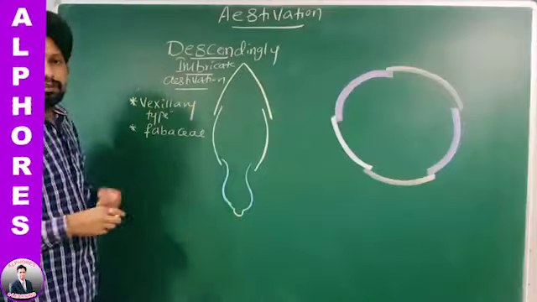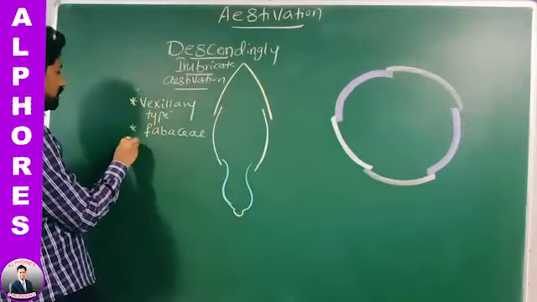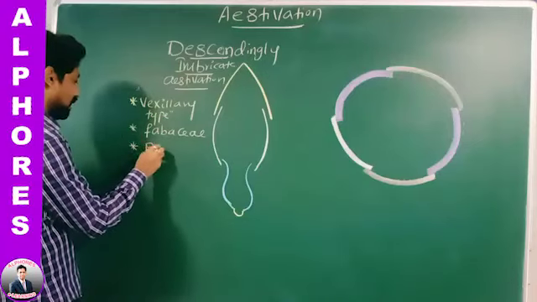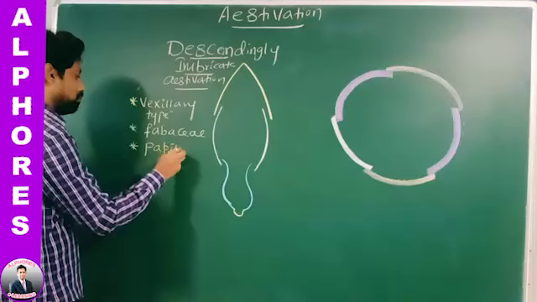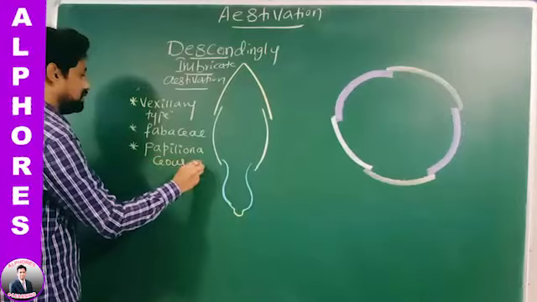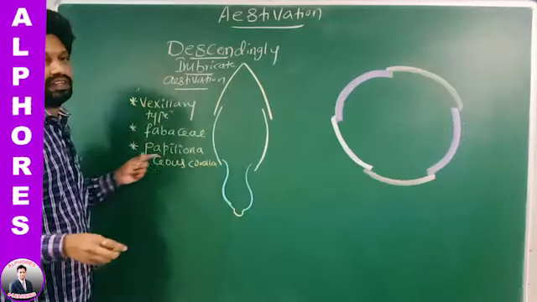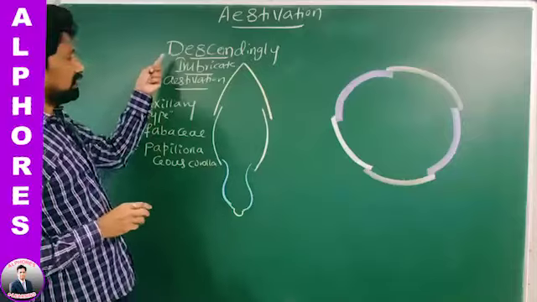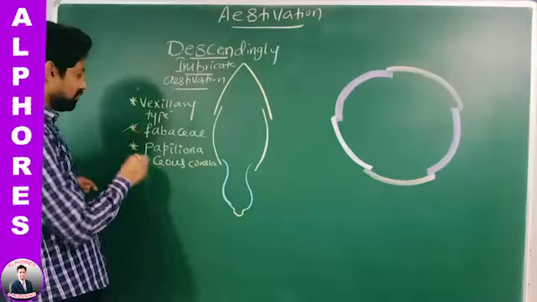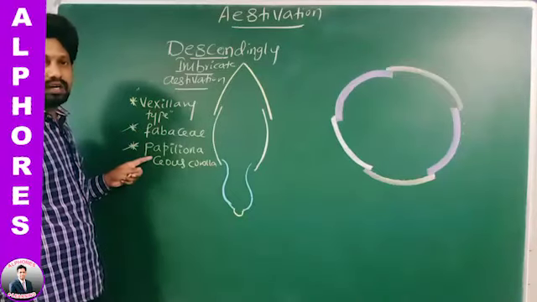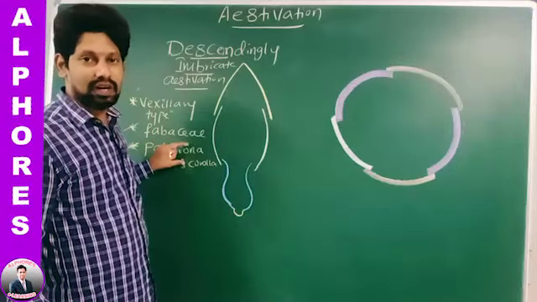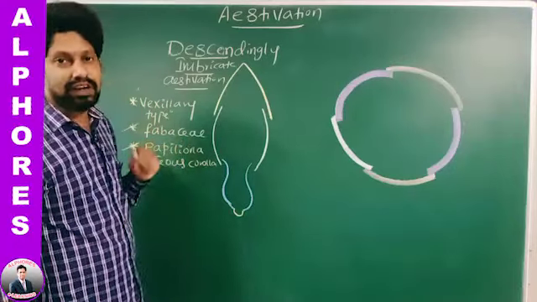Fabaceae family. In Fabaceae family, which type of corolla is present? Butterfly shaped corolla or papilionaceous corolla. In yesterday's session we discussed. Therefore, descendingly imbricate estivation is present in Fabaceae family. In this papilionaceous corolla, how many petals are there? 5 petals.